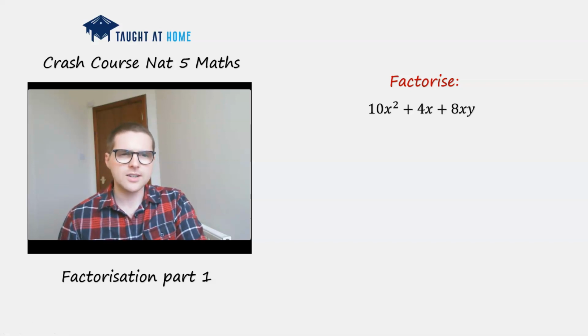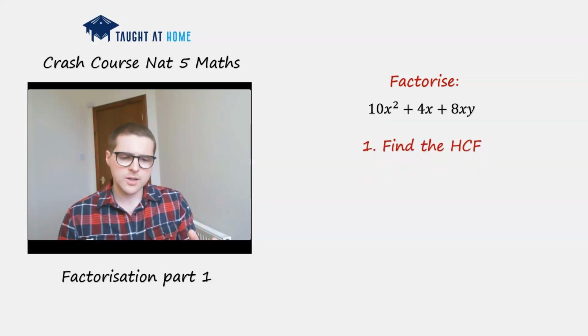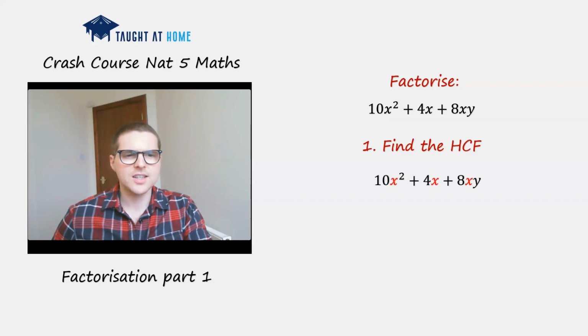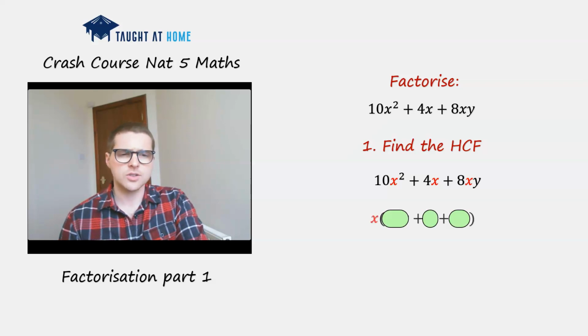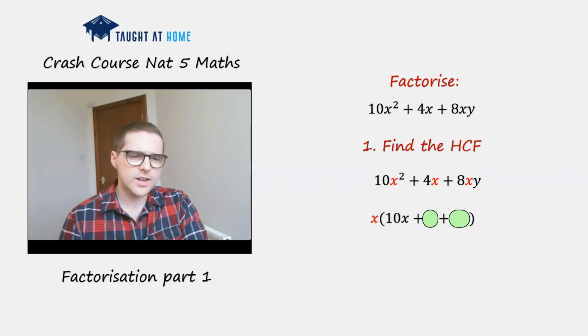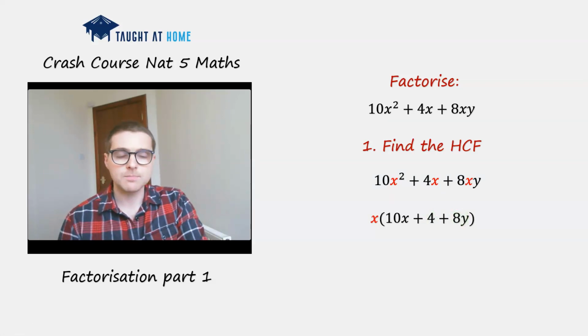So let's have a go at factorising this here. We've got 10x squared plus 4x plus 8xy. So let's find the highest common factor. What we want is a factor outside of brackets and then inside the brackets, whatever's left. So first of all, we recognise we've got x common to each of these terms. So we can factorise an x out first. So we've got an x in front of the brackets, and now we're going to divide each of these terms by x. So 10x squared divided by x would be 10x. 4x divided by x would be 4. And then 8xy divided by x would be 8y.